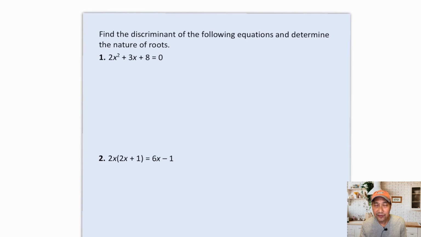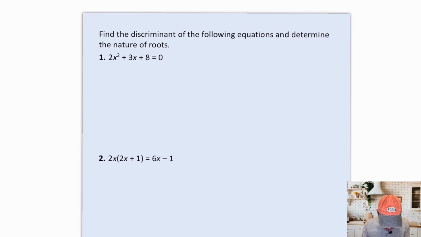I prepared 5 examples to do. The first two are quite straightforward. Let's see the questions. Find the discriminant of the following equations and determine the nature of roots. So we have two things to do. The first thing, we find the discriminant, and the second, we determine the nature of roots according to the result of the discriminant.